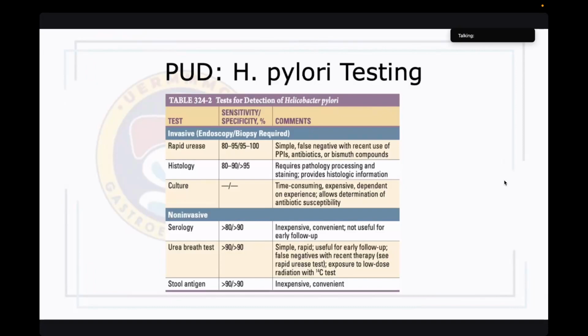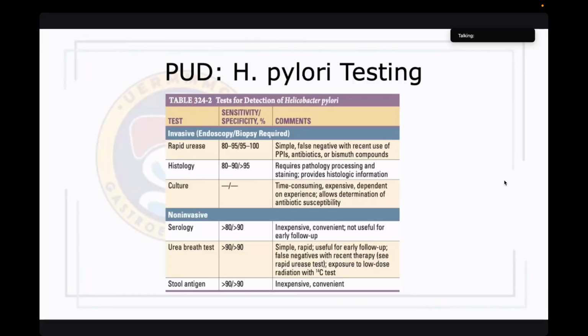There are three types of non-invasive tests that can be used. We have the serologic testing, we have the urea breath test, and the H. pylori stool antigen test. Among these, the urea breath test and the stool antigen test are more helpful because active H. pylori infection can be detected using these methods.